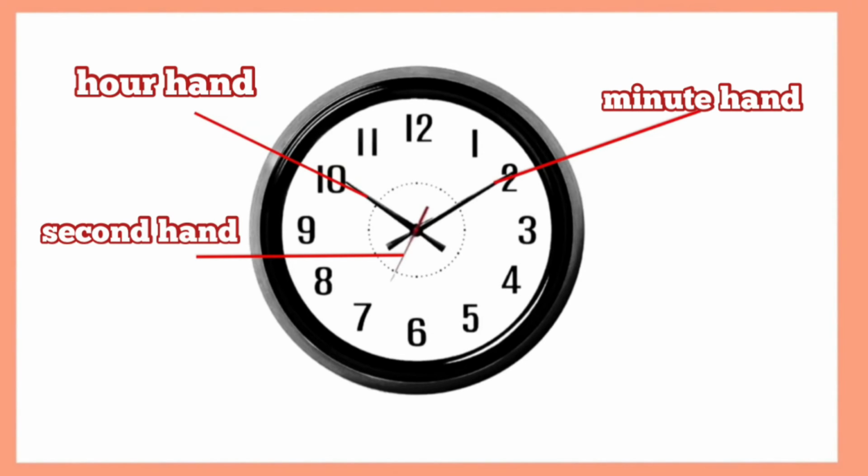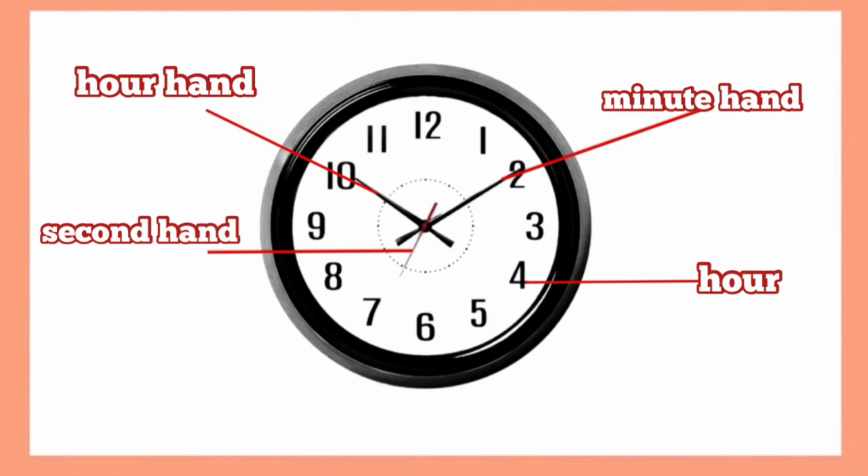Okay, obviously the next one is called the second hand. The second hand. It tells us about the second, and as you know, it moves faster than the others, and sometimes its color is different from the hour hand and the minute hand. The next one is hour. And as you can see, a clock has got 12 different numbers on it that we call hours. And the numbers start from 1 to 12.